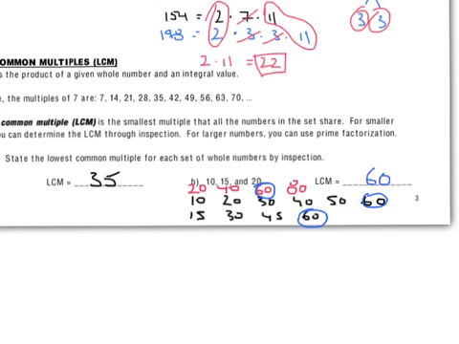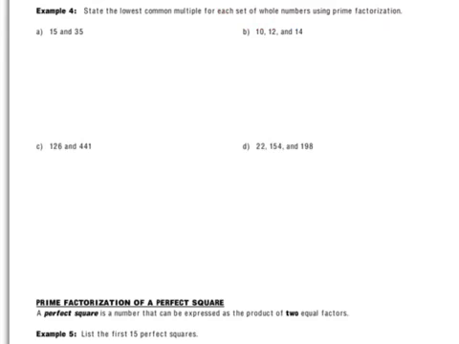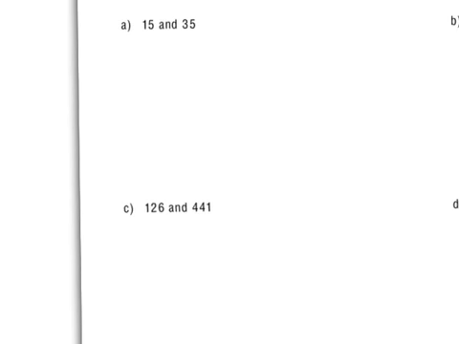Now, you can tell these numbers are pretty small, 10, 15, and 20, and when the numbers get really large, this will take 15, 20 minutes just determining the lowest common multiple. So the quicker way of doing this is the method of prime factorization. Let's get on with that. All right, example number 4. State the LCM for each set of whole numbers using prime factorization. Let me zoom in here.